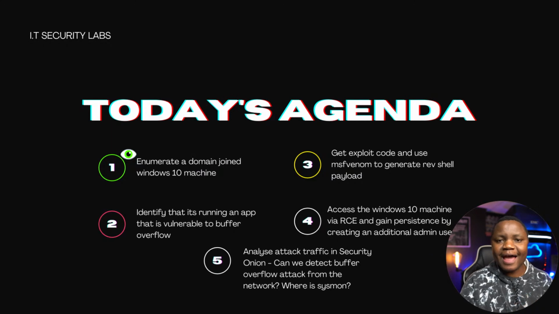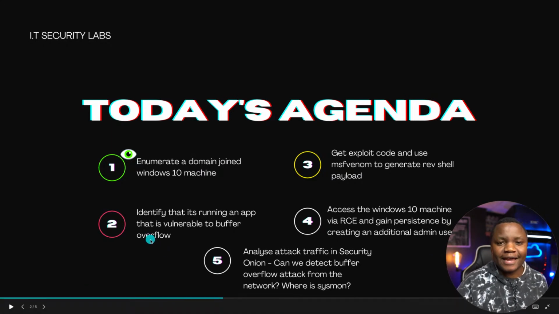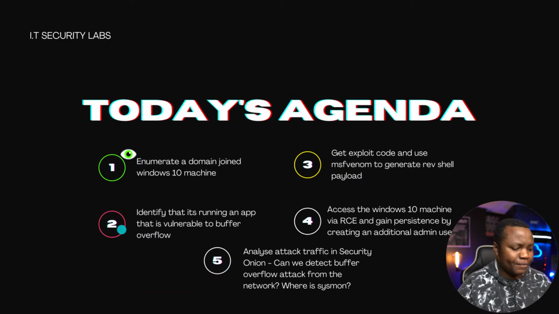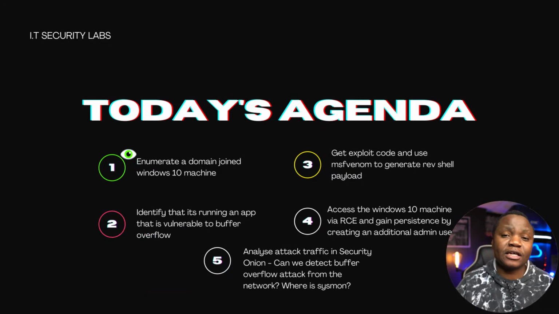This is my IT Security Labs, and we are back with yet another Windows 10 machine that we're going to be attacking. Our main attack vector today is going to be a buffer overflow. So here's the timeline. We're going to enumerate a domain joined Windows 10 machine. The most important thing here is this machine is joined to a domain. So that's what we'll be doing here.